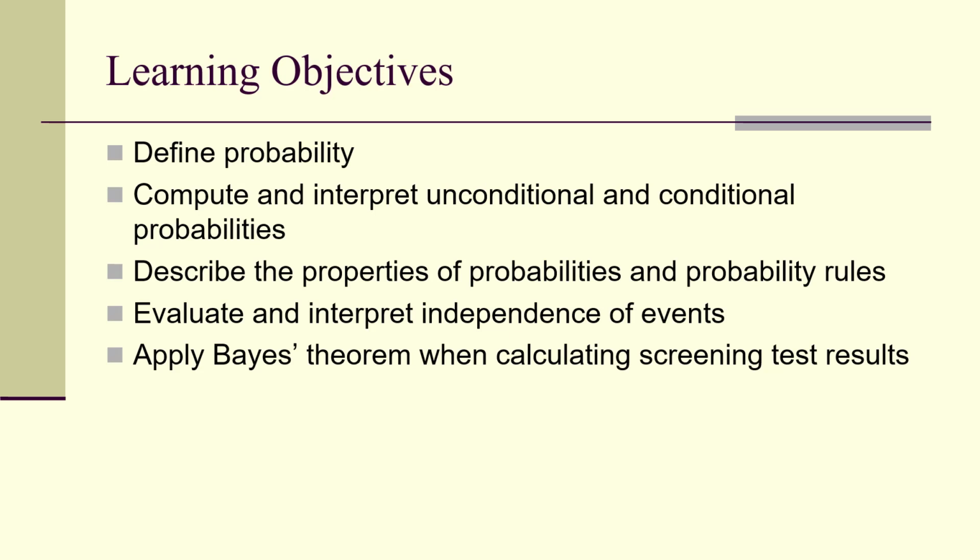Upon completion of this lecture, you will be able to first define probability, and then be able to compute and interpret unconditional and conditional probability, and also be able to describe the properties of probability and probability rules, and also be able to evaluate and interpret the independence of events. And lastly, be able to apply Bayes' theorem when calculating screening test results.